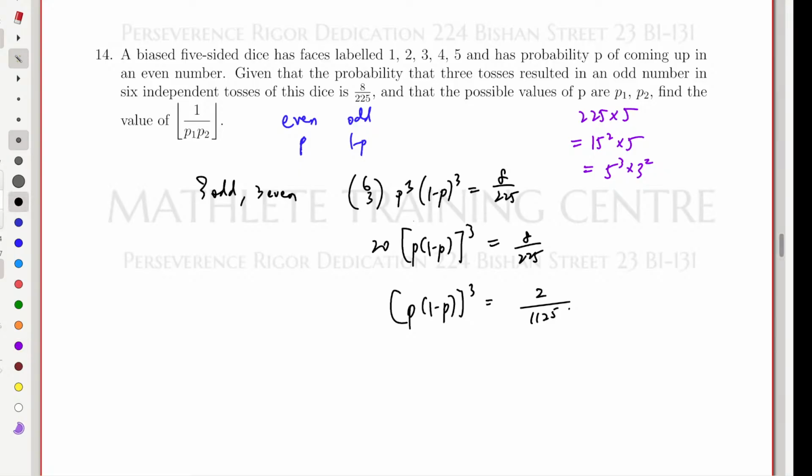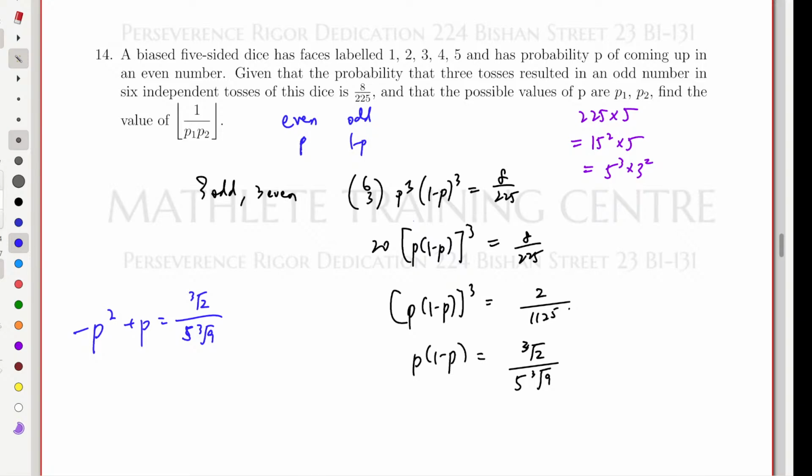So if I take the cube root here, P times 1 minus P will be equal to the cube root of 2 on top, there's a 5, and then there's a cube root of 9 below, right? Because from the 3 squared. Okay, so this is what it looks like. So your two possible values of P satisfy minus P squared plus P equals this value.